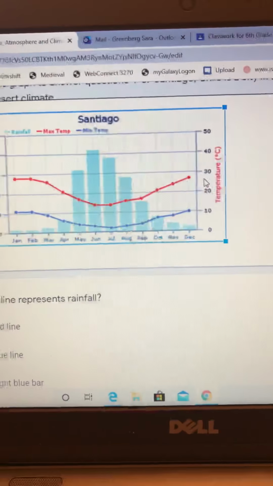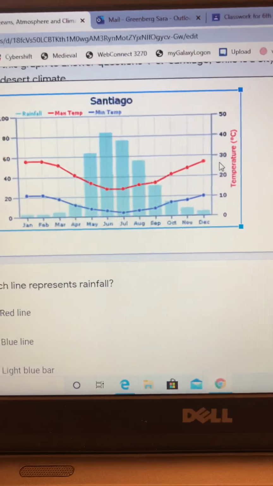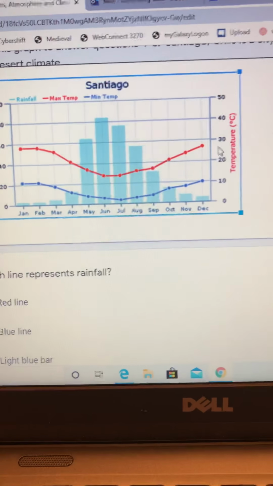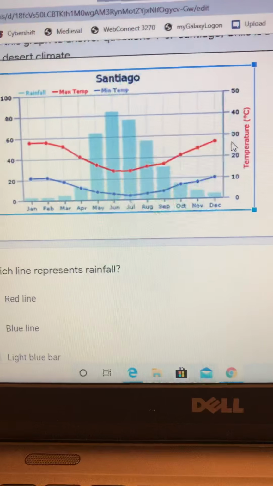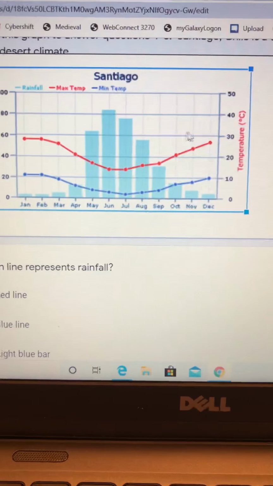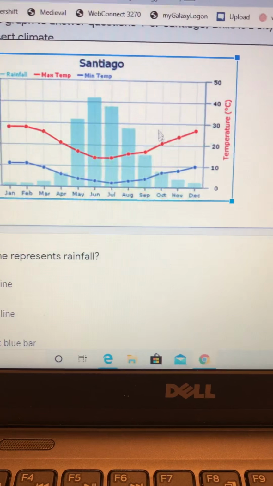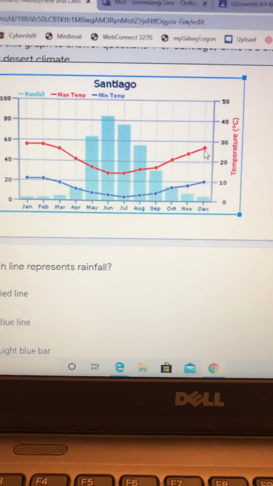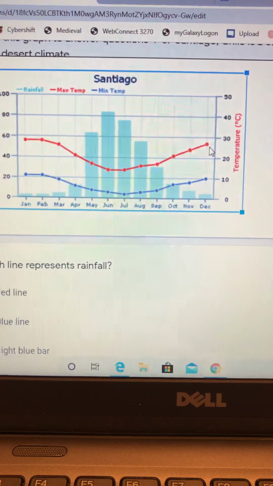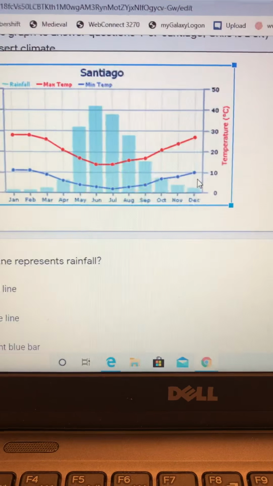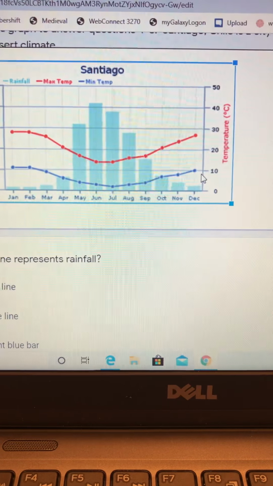Now, there's also a minimum temperature. You might notice that when you go outside, it's not the same temperature all day. It might be cooler in the morning, it might be warmer in the early afternoon. So you might have also a minimum temperature, the lowest possible temperature. So even though it got up to almost 30 degrees in December, the lowest temperature was 10 degrees Celsius.